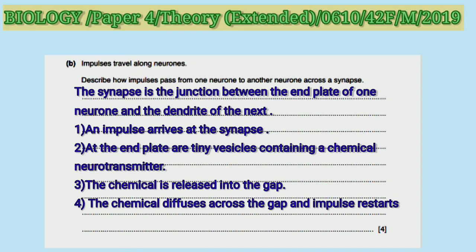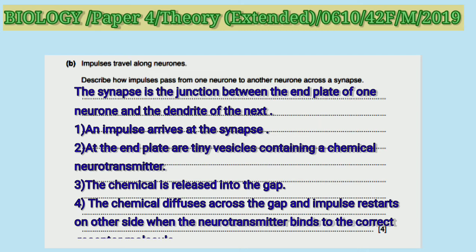At the end plate are tiny vesicles containing a chemical neurotransmitter. The chemical is released into the gap. The chemical diffuses across the gap and, on the other side, the impulse restarts when the neurotransmitter binds to the correct receptor molecule.